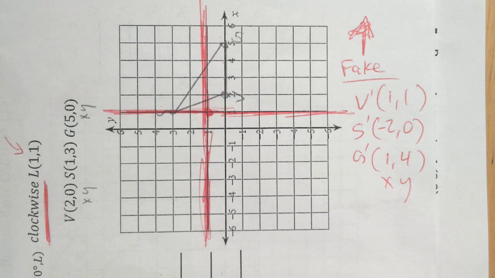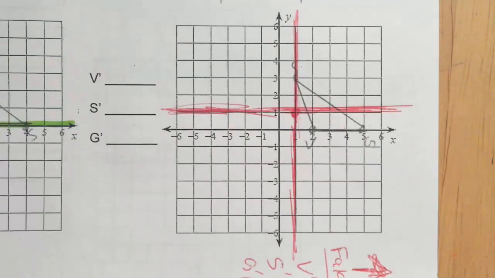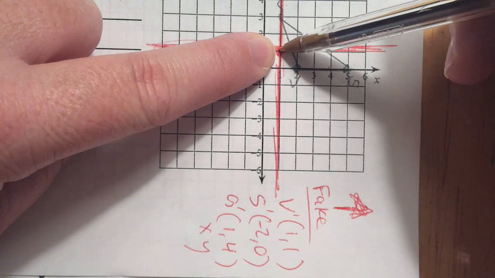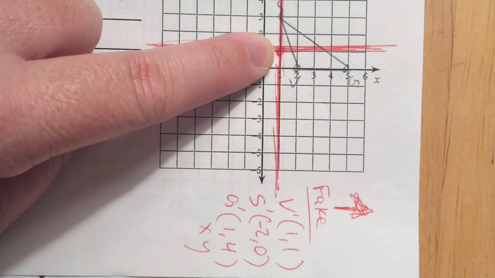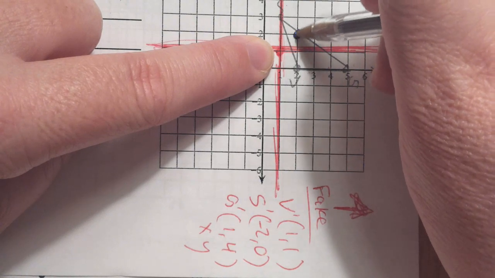All right, so we wrote down those coordinates. Turn it back to normal and plot those fake coordinates on the fake axis line. So starting at this fake 0, 0, we're going to plot those fake points. So 1, 1, that's my V.